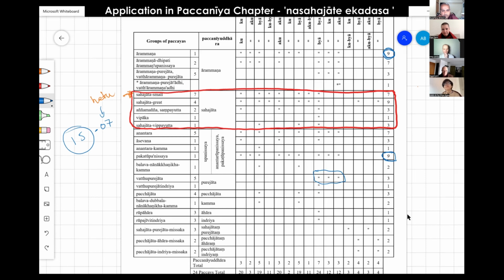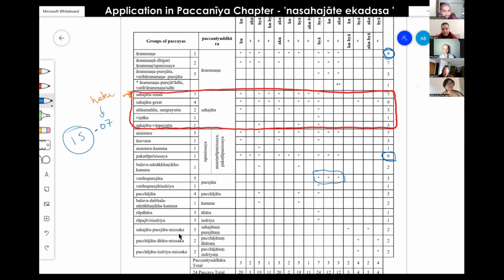And we move to the next 3 areas, that means the missaka paccayas: sahajāta, purejāta, missaka paccayas. In these, we find the word sahajāta here, which means in the paccaya dhammas, there are sahajāta paccaya dhammas. Because of that, we'll deduct this one as well. So in addition to all the paccayas in the sahajāta group, we'll deduct this part as well.